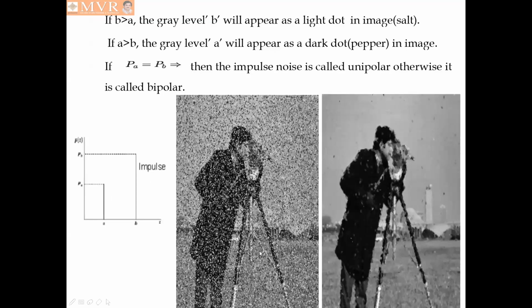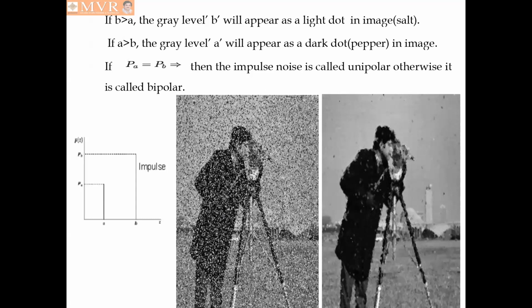So here is an image, a cameraman, with a lot of impulsive noise. The density of the impulsive noise is more here. If b is greater than a, then the gray level b appears as a light dot in the image called salt. If a is greater than b, then the gray level a will appear as a dark dot, pepper, in the image.